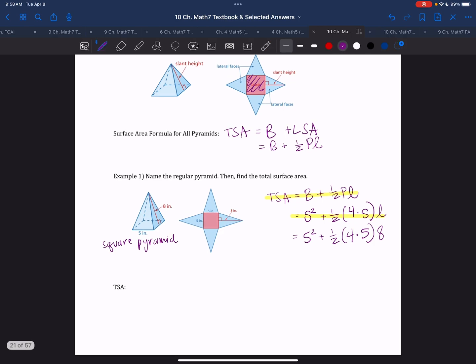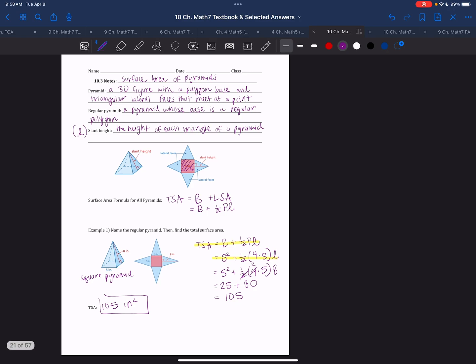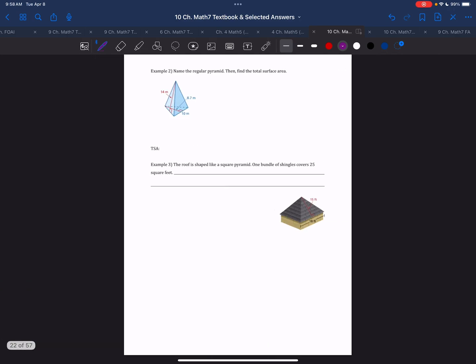All right, now all you have to do is solve. That's 25, that's 5 times 5, not 5 times 2. I can cross cancel here. So 2 times 5 is 10, times 8 is 80. Then I add those together and I get 105. So your answer is 105 inches squared, because we're talking about area. All right, moving on to the next page.